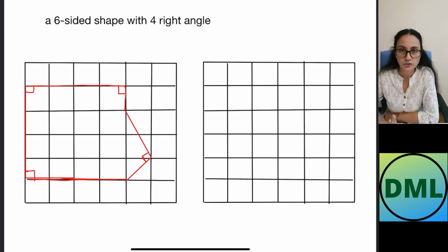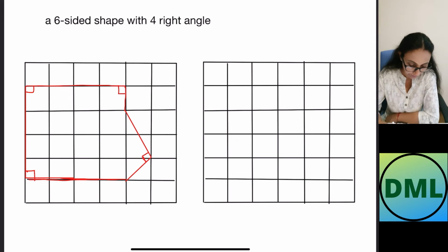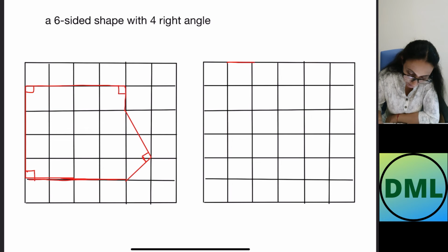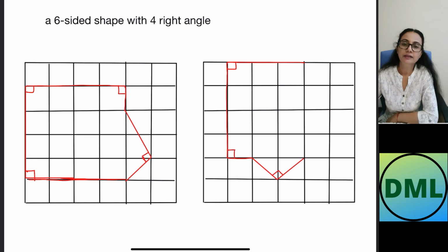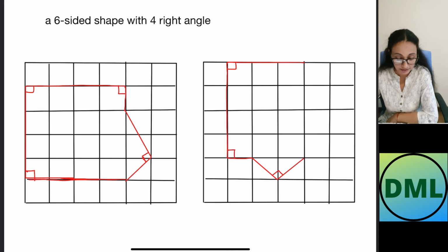So there are more ways to draw that. Let's draw one more shape. So I'll start from here. I'll go down. I'll go here. So this is my first right angle here. This is my second right angle here. If I go down like this and if I go down like this, this is my third right angle. How many lines did I draw? Can I calculate that first? 1, 2, 3, 4, 5 lines I have already drawn.